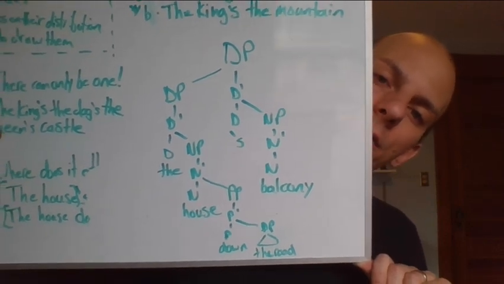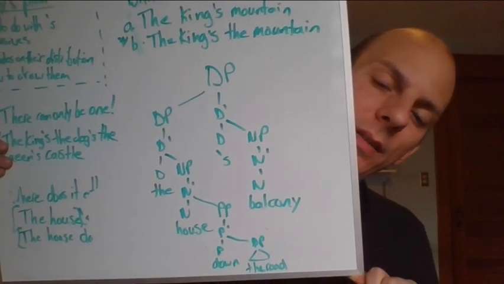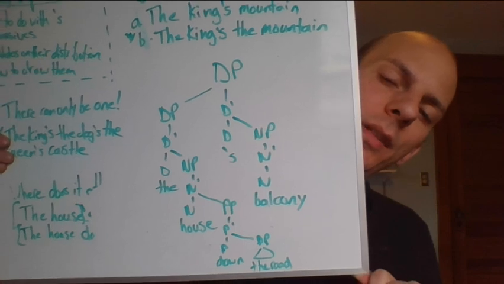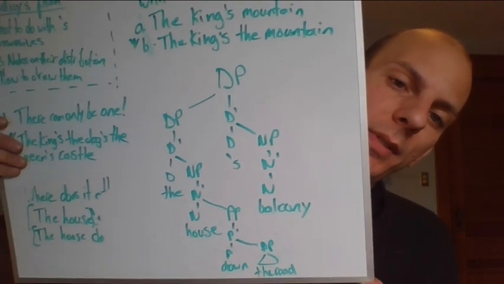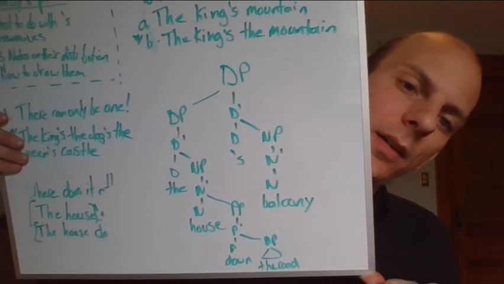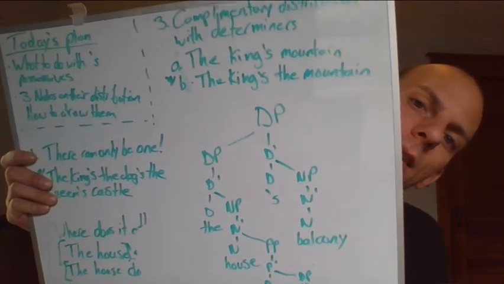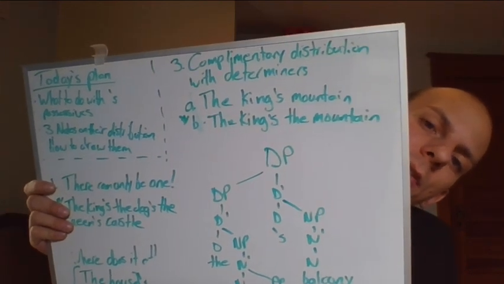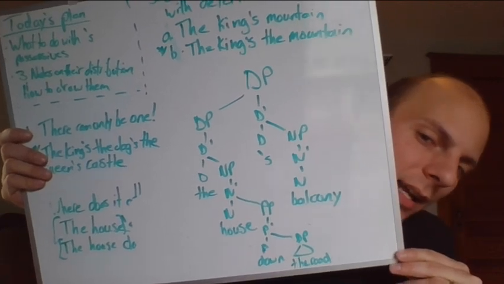So this tree structure accounts for all 3 of our observations. We only have one possessor because it's in the specifier of a DP position. We can account for its variable position, like the house's balcony versus the house down the road's balcony, based on this tree structure as well. And we can account for its complementary distribution with determiners by simply saying that it itself is a determiner, and that's where it is. This is actually one of the arguments that best supports why we have DPs above all of our NPs and we don't want bare NPs.